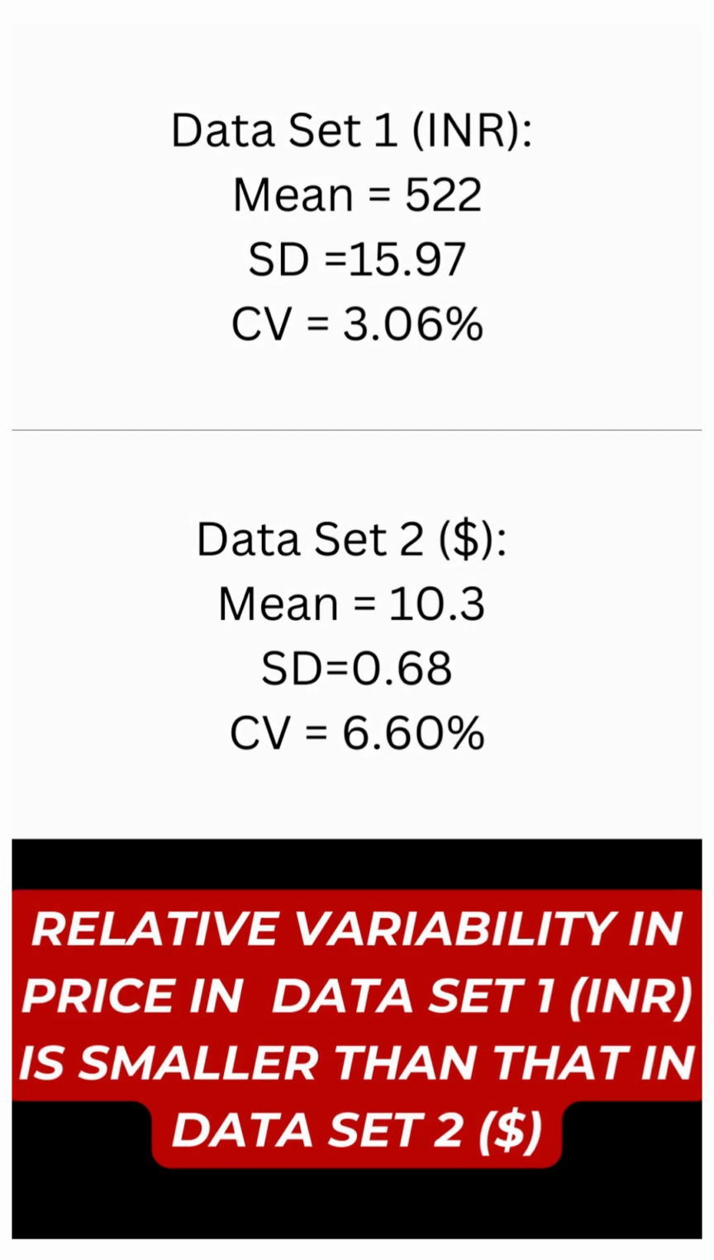So, in summary, the coefficient of variation is important when comparing datasets that have different scales or means. It provides a standardized measure of relative variability, allowing for fair and meaningful comparison between datasets. So, the coefficient of variation is important while comparing this type of dataset.